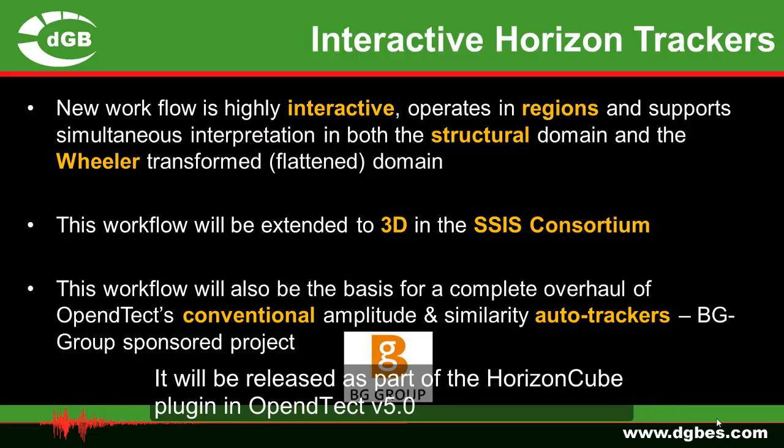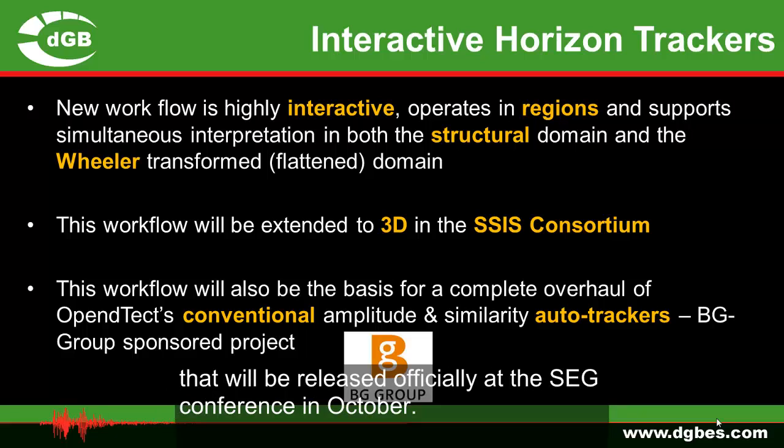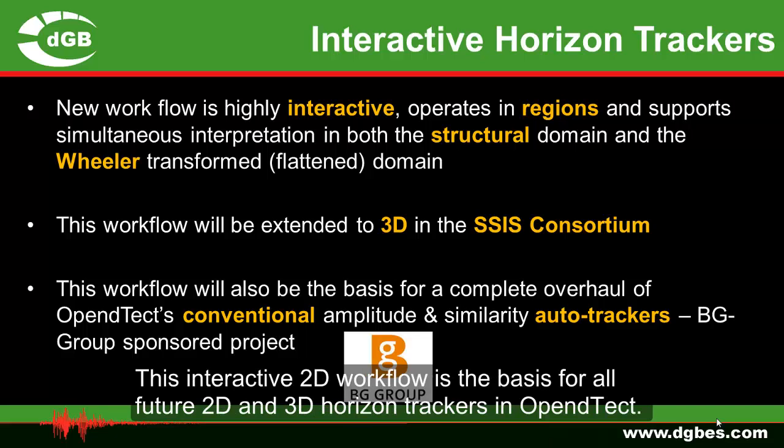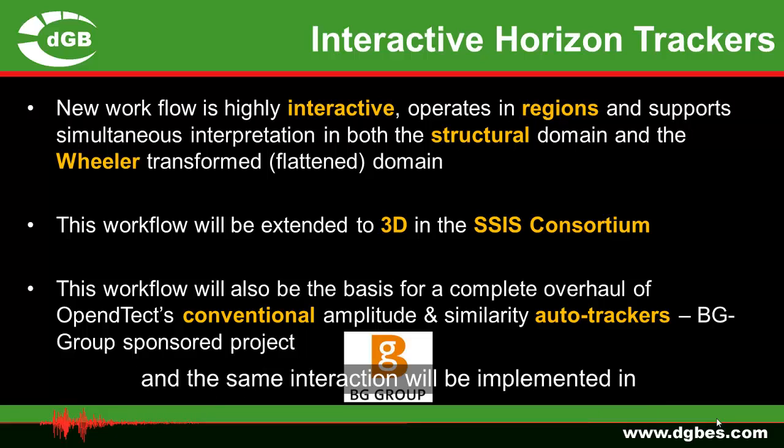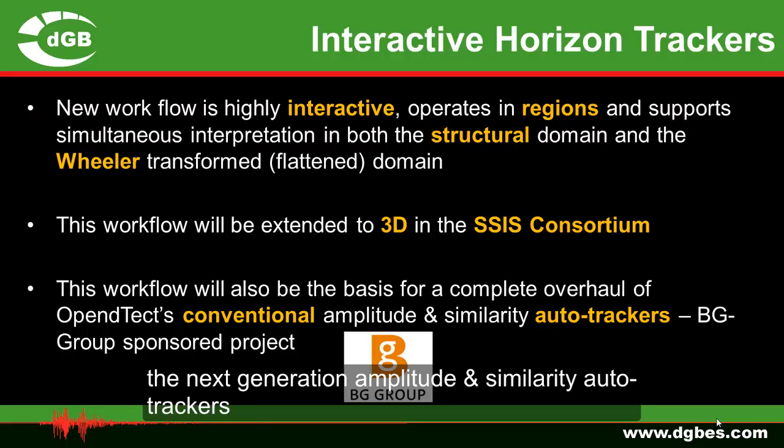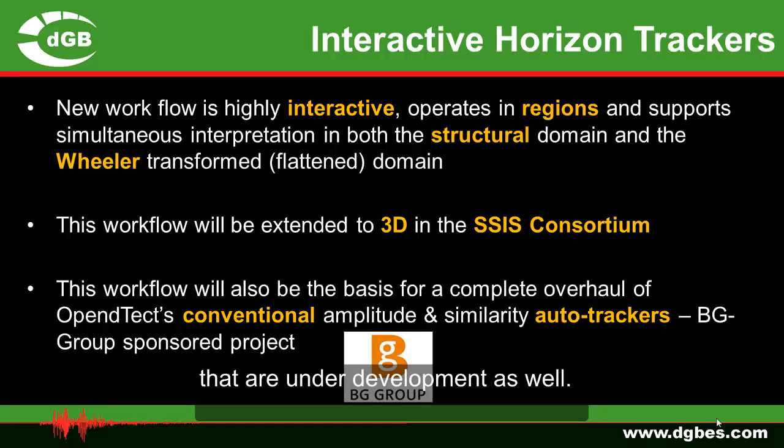It will be released as part of the HorizonCube plugin in OpendTect version 5.0 that will be released officially at the SEG conference in October. This interactive 2D workflow is the basis for all future 2D and 3D horizon trackers in OpendTect. It will be extended from 2D to 3D inside the SIS Consortium, and the same interaction will be implemented in the next generation amplitude and similarity auto trackers that are under development as well.